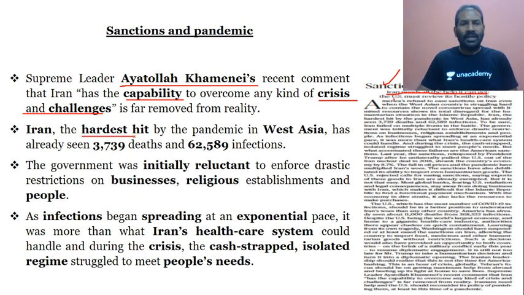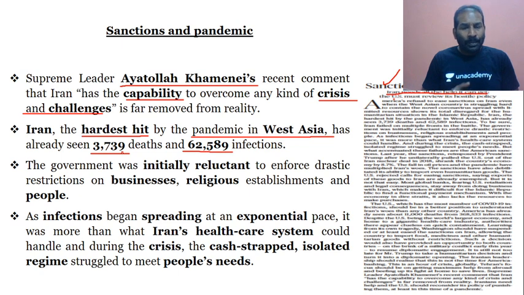Iran is the hardest hit by the pandemic in West Asia. As we know, China was the epicenter, that is Wuhan, and then later Southeast Asia, and then West Asia, then the Middle East, then Europe, and then the USA. When it hit West Asia, Iran was very badly hit by the pandemic. There were around 62,589 infected patients, and out of that 3,739 deaths.